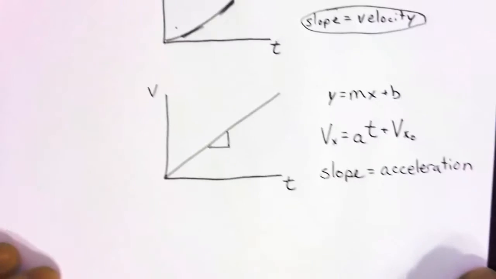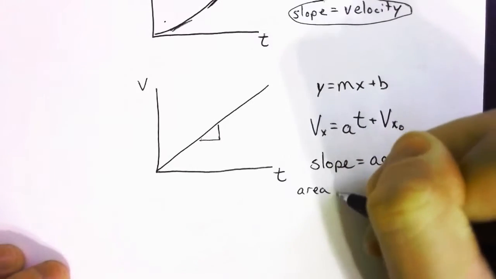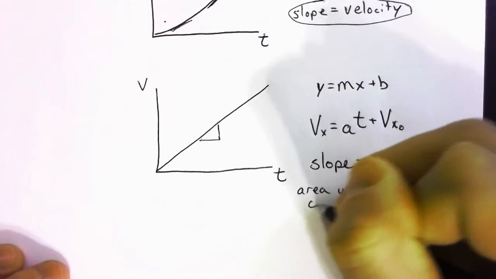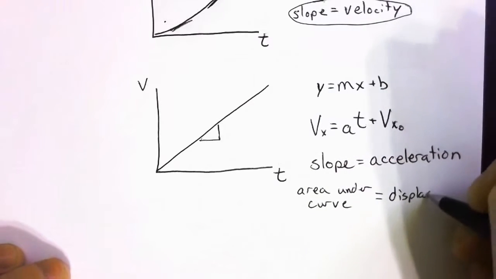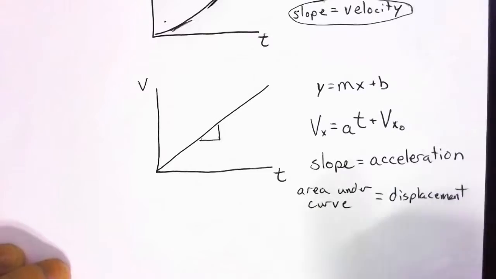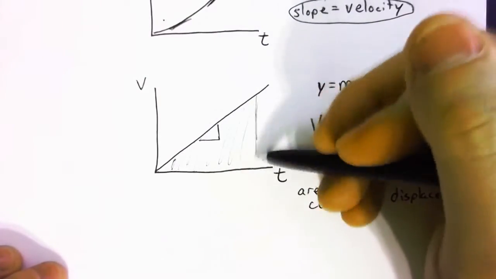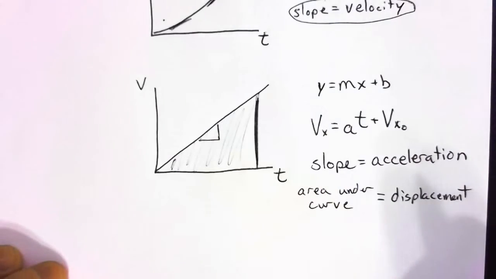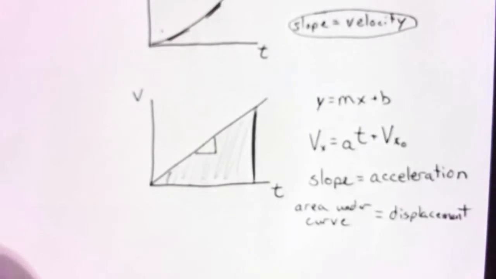There's actually another bit of important information we need to know from this, and that is the area under the curve is going to be equal to our displacement. So if we want to know how far we've traveled, what is our total displacement, we're going to need to find the area under the curve, and that'll tell me how far we've gone. Essentially, my change in position from this graph, right?